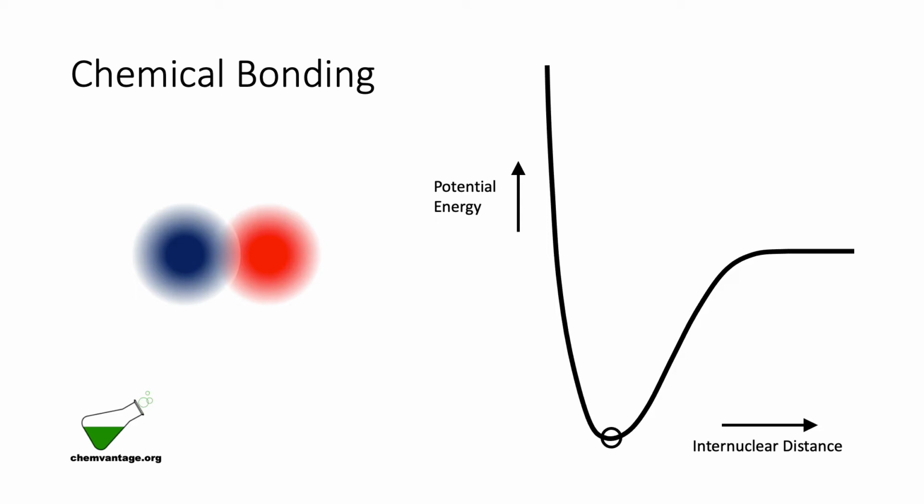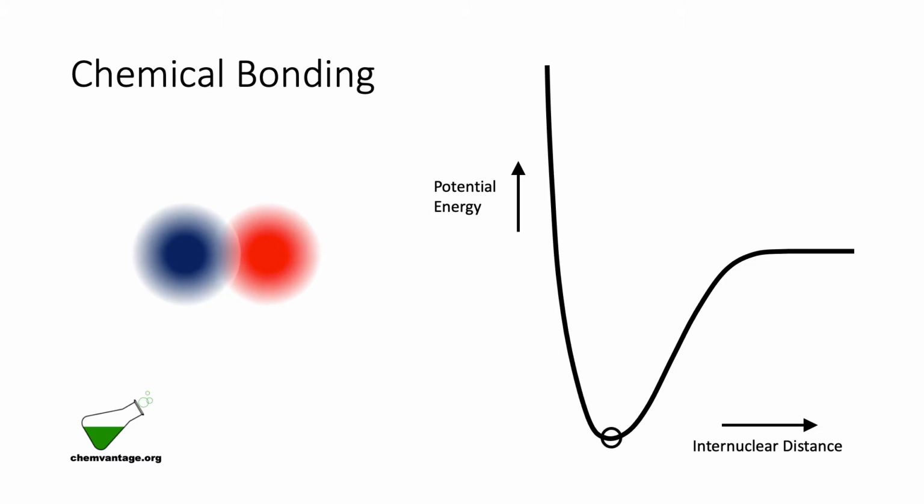But if we were to force the system to even smaller distances, the energy would increase again sharply. This happens because the electron-electron repulsions overcome the electron-proton attractions, and these forces will push the two atoms apart to reduce the overall energy of the system.